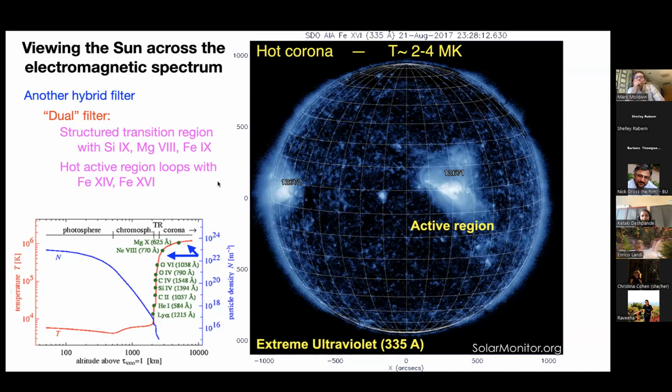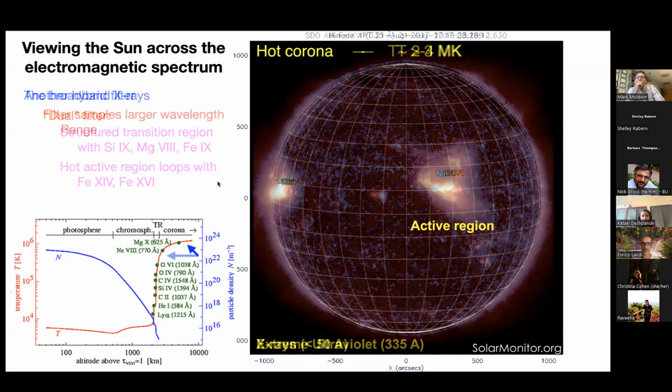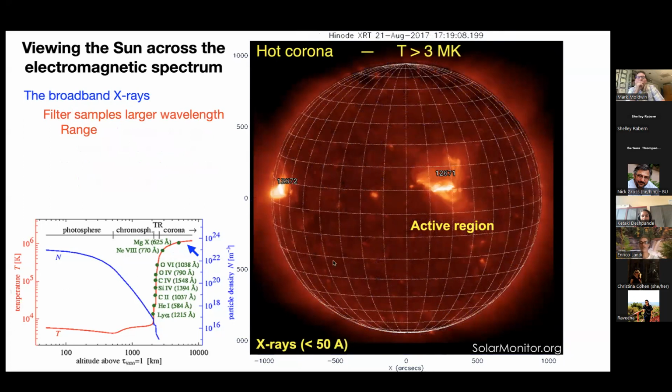And then if I really want to see something hotter, I have to change instrument and go into the X-rays. This is taken from XRT on Hinode. Now we have several hours of difference because this is what was available at the moment when I looked for these images. Still, you have these two active regions, and then you have some diffuse emission.